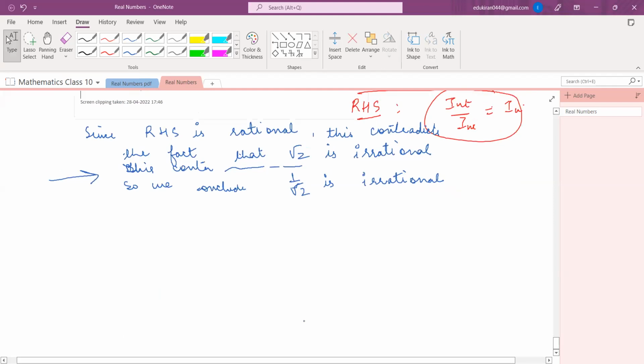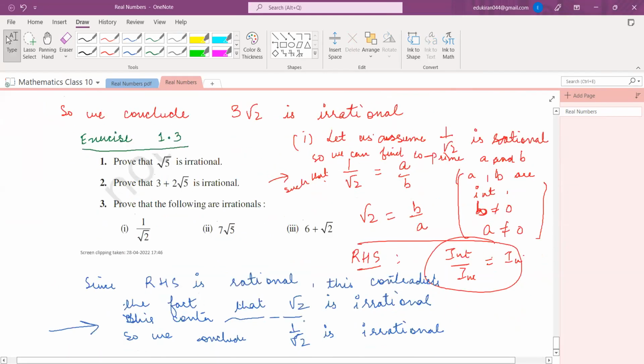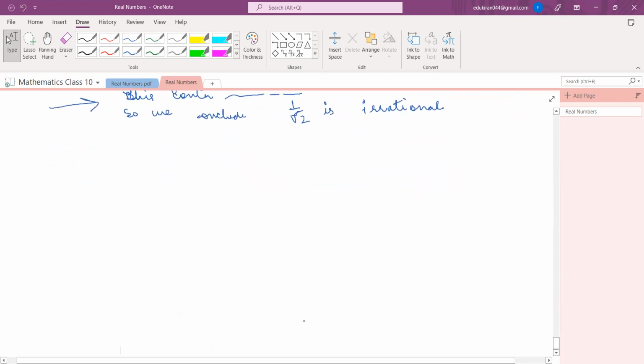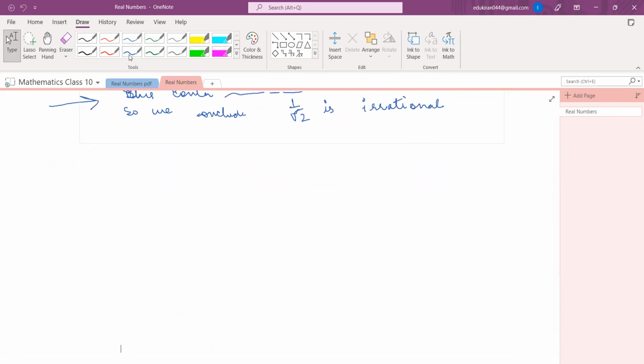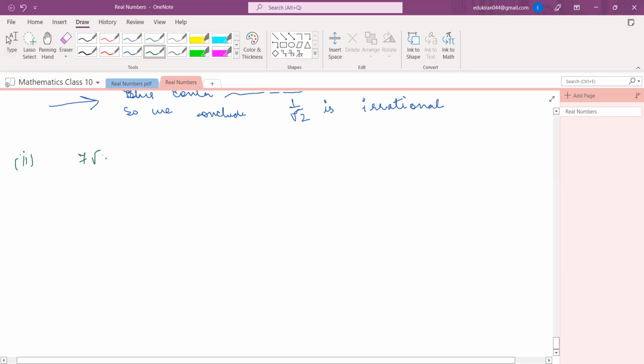Next is 7 root 5. Let us quickly see this. I'm not writing the whole thing. So you have 7 into root 5, and you have to show this is irrational. So same way, assume 7 root 5 is rational.